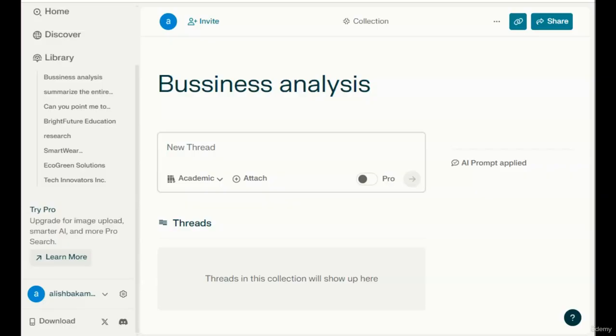Once you have the initial results, you may want to explore specific aspects further. For example, you might ask, what are the recent strategic moves made by the company, or can you provide a detailed analysis, and so much more. This helps you get a more nuanced understanding of the company's current position and strategies.